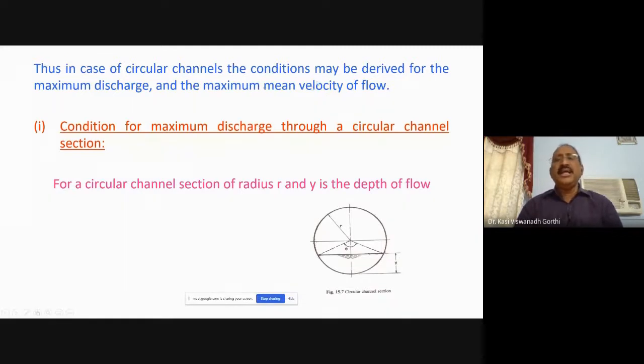Please try to understand what is this maximum mean velocity. We know the maximum discharge. The discharge can be maximum at a certain point, and we will be able to get it. Then what about this maximum mean velocity? We know maximum velocity. We know mean velocity, also called the average velocity. But what is this maximum mean velocity?